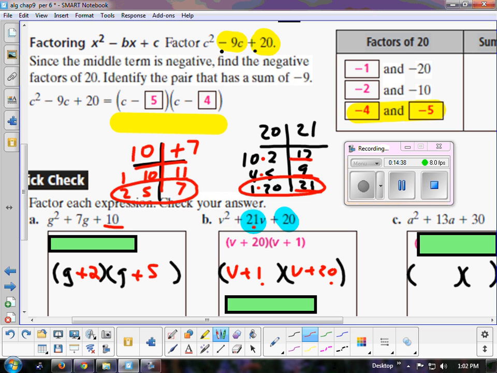30. So I look at the 30, and I find two numbers that multiply to equal 30, and at the same time add up to 13. Now, 5 and 6 multiply to be 30, but they don't add up to 13. They add up to 11. So, Miranda. 10 times 3. So then I just write a plus 10, a plus 3, and I'm done.